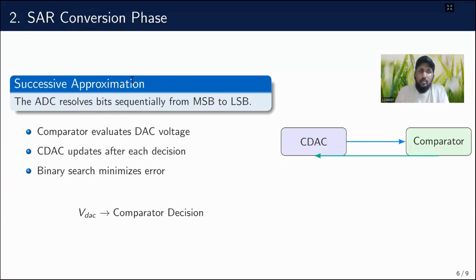Next, the conversion phase, the SAR conversion phase. Here the ADC determines the digital output one bit at a time, starting from the most significant bit, or MSB, down to the least significant bit, LSB. The comparator checks whether the DAC voltage is higher or lower than the input signal, and based on that decision, the CDAC updates its voltage. This process is essentially a binary search that gradually minimizes the conversion error. Compared to flash ADCs, this method is much more power efficient.